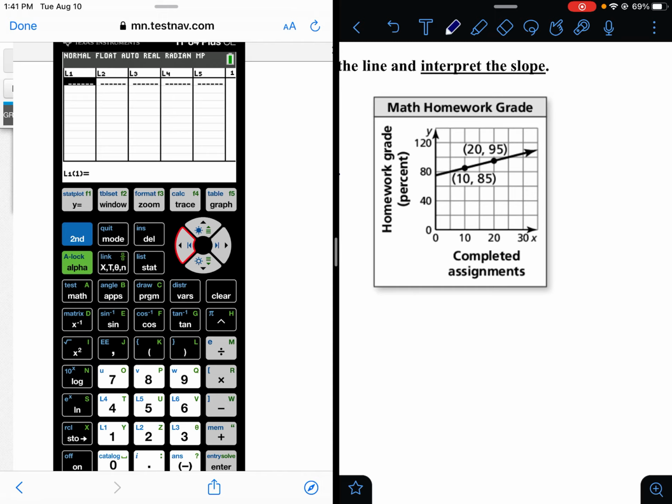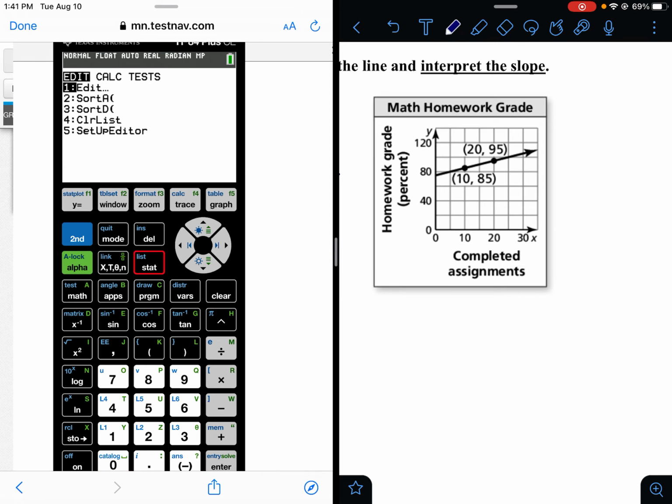Then we put these in here, x and y. It doesn't matter which point is first. So I'm going to do 10 and 85 first, and then 20 and 95. And then again, stat, I go to calc and linear regression. Yes, calculate, and there is my slope and y-intercept. So y equals 1x plus 75.